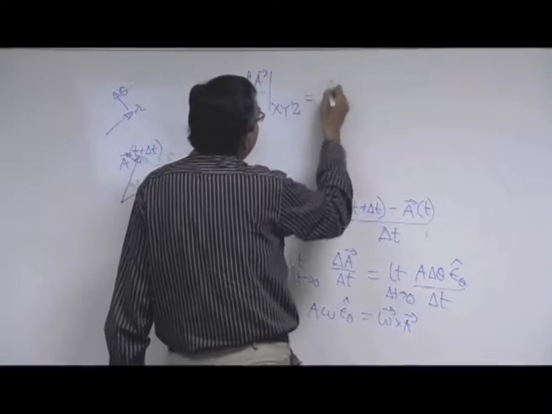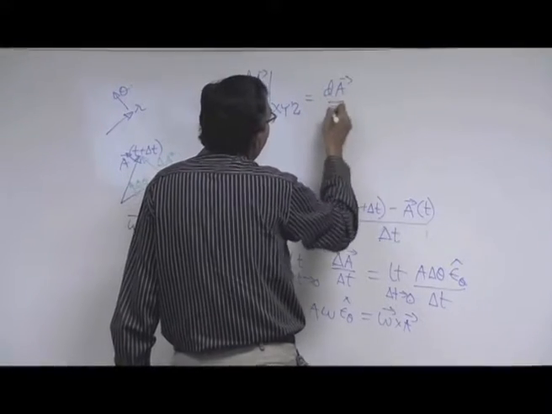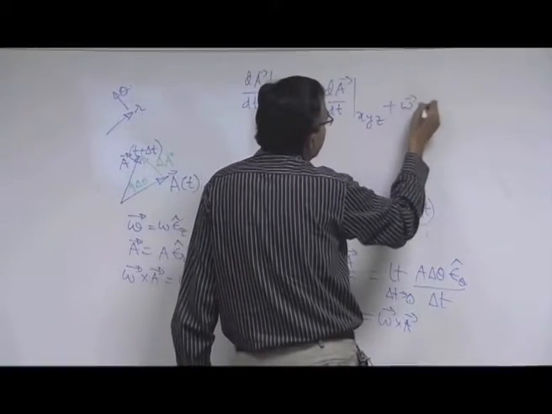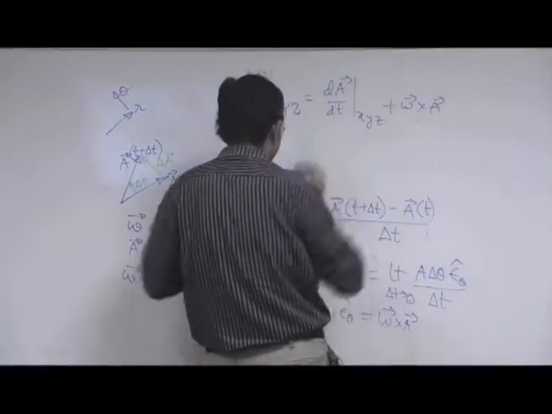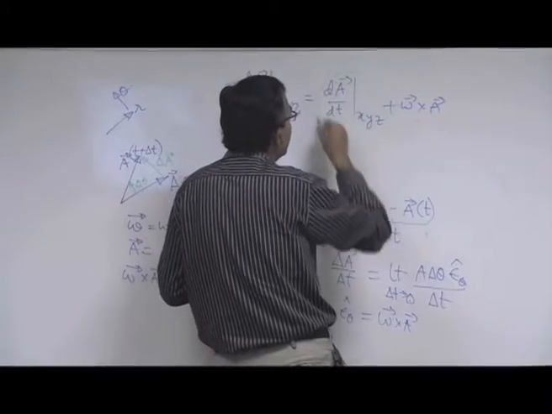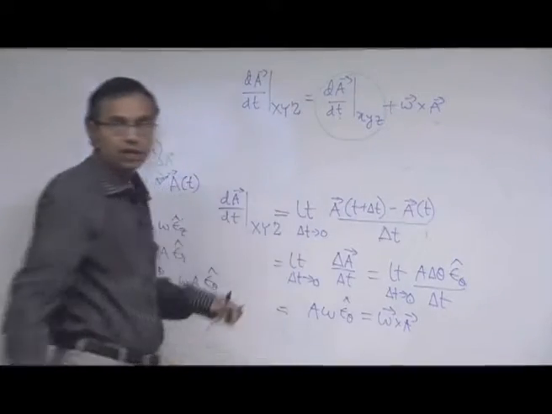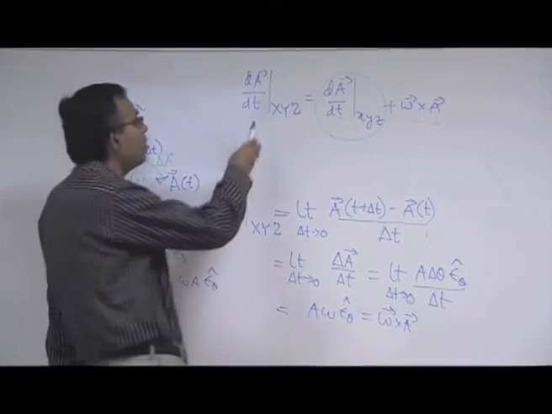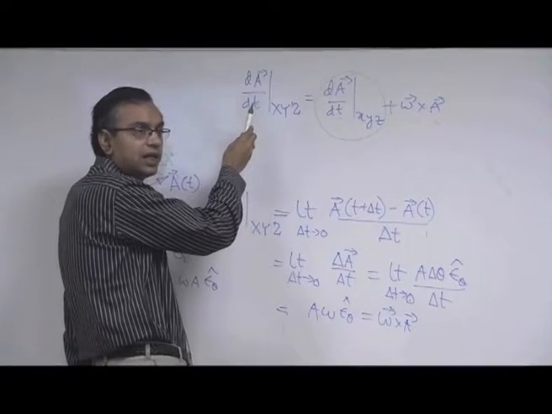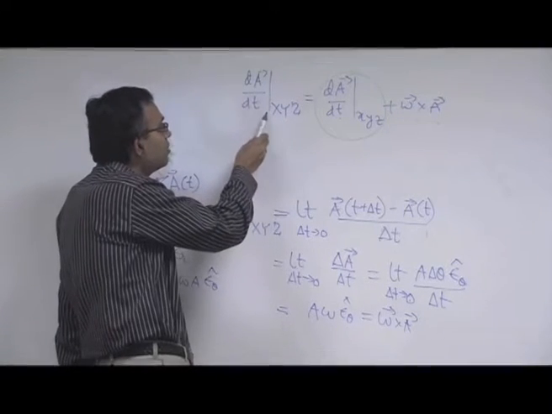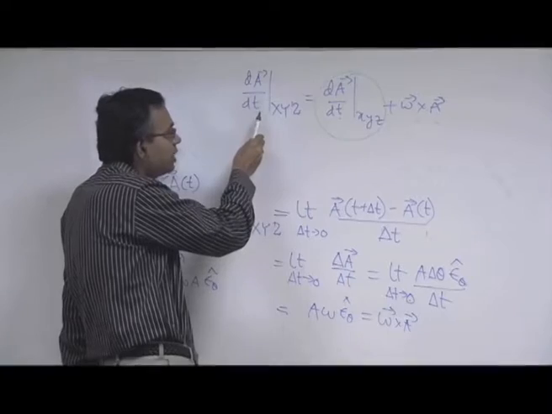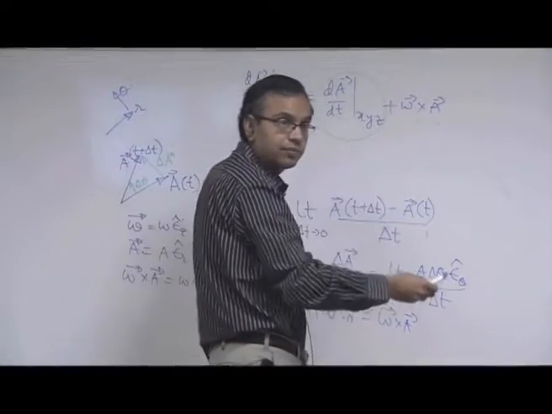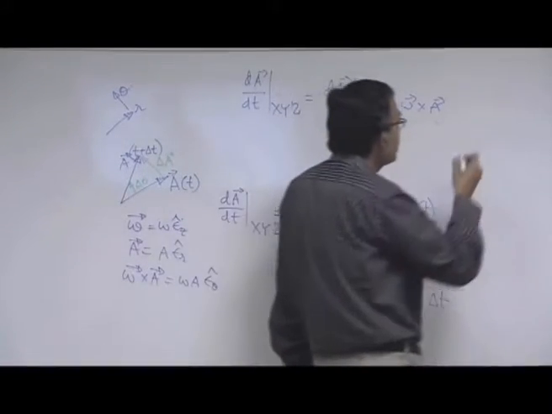you have to add one term, dA/dt in small xyz, plus omega cross A. The first term takes care of the derivative with respect to the moving reference frame. So this is the derivative of any arbitrary vector A with respect to a fixed or inertial reference frame, expressed in terms of that with respect to a moving reference frame. This is known as Chasles' theorem.